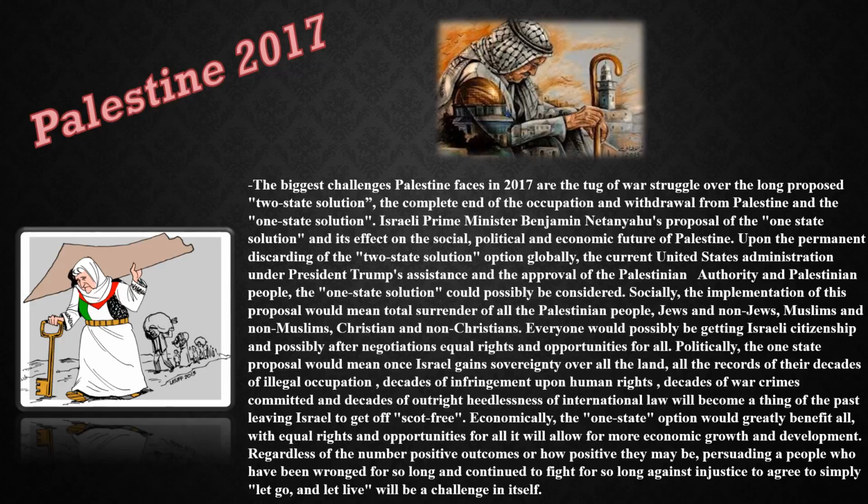Upon the permanent discarding of the two-state solution option globally, and with the current United States administration under President Trump's assistance and the approval of the Palestinian Authority and Palestinian people, the one-state solution could possibly be considered. Socially, the implementation of this proposal would mean total surrender of all the Palestinian people, Jews and non-Jews, Muslims and non-Muslims, Christians and non-Christians. Everyone would possibly be getting Israeli citizenship and possibly, after negotiation, equal rights and opportunities for all.